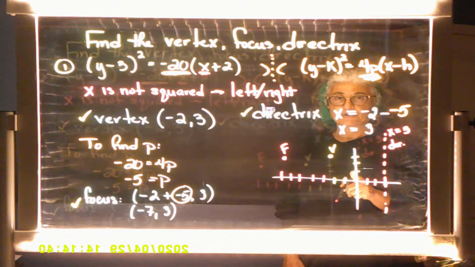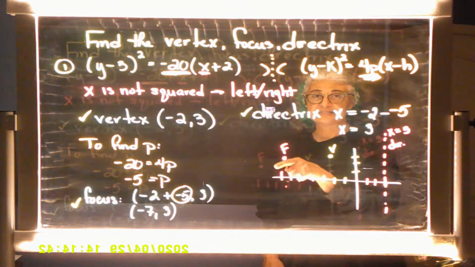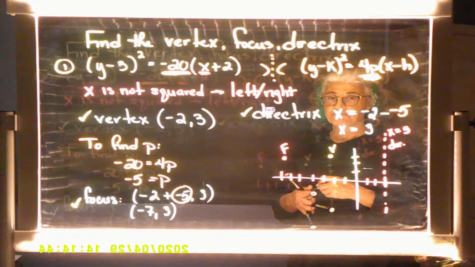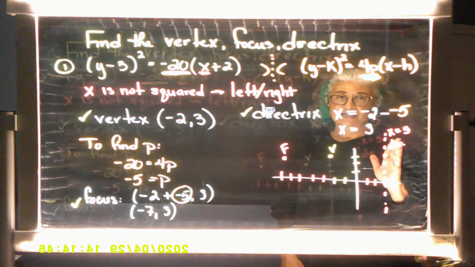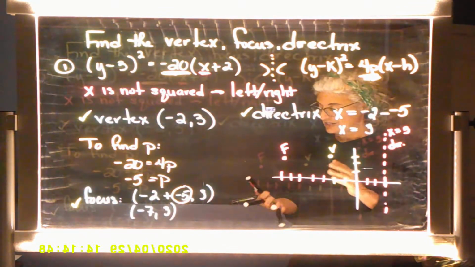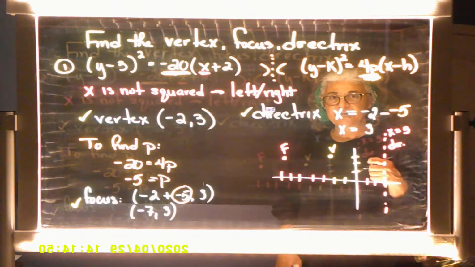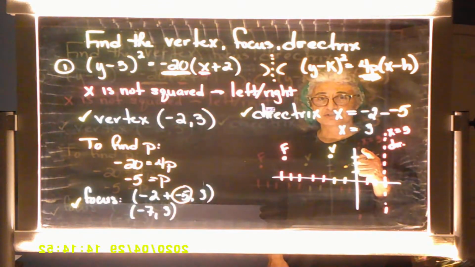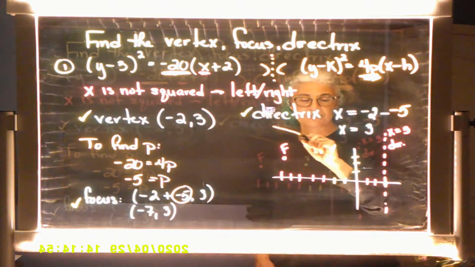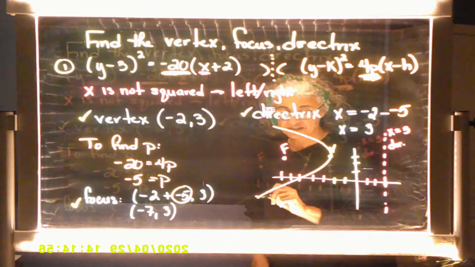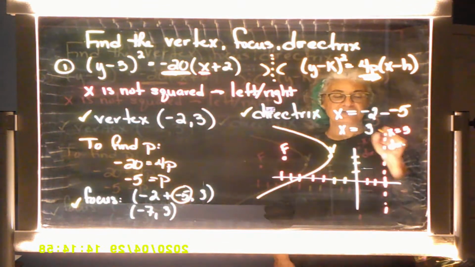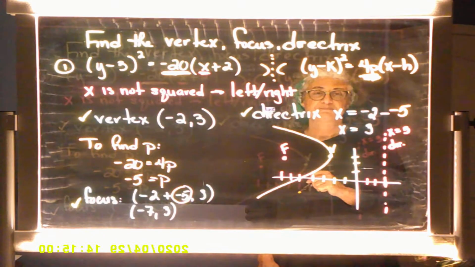So, remember, the focus is always inside the parabola, isn't it? The directrix is always outside the parabola, isn't it? Which means in this particular case, your parabola is going which direction? Yeah, your parabola is going to the left to get the focus inside and the directrix outside.